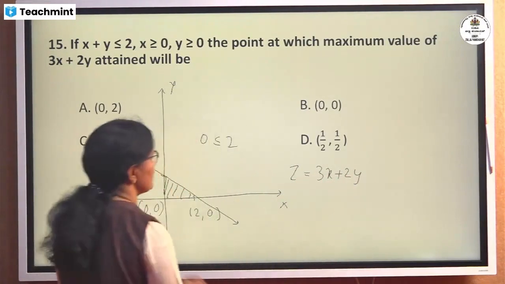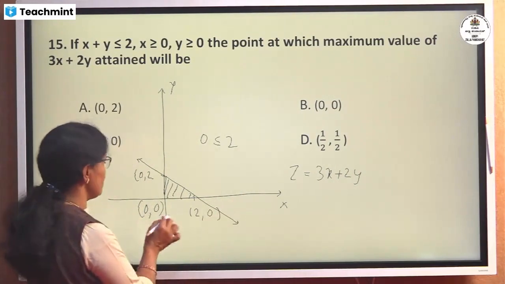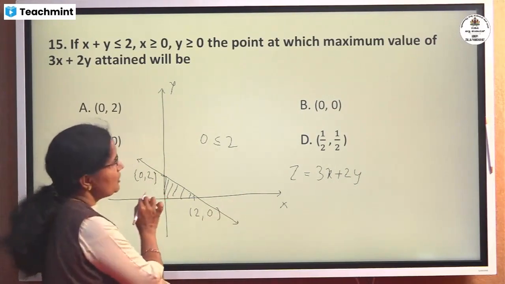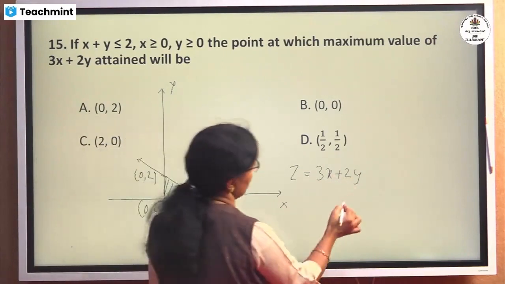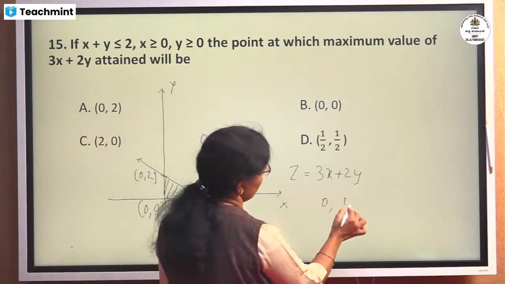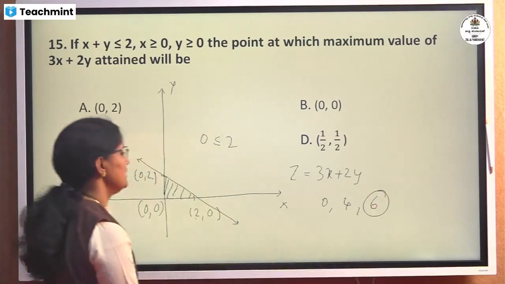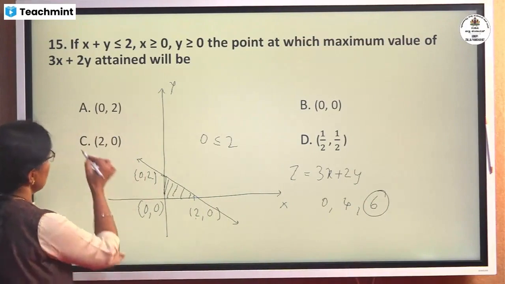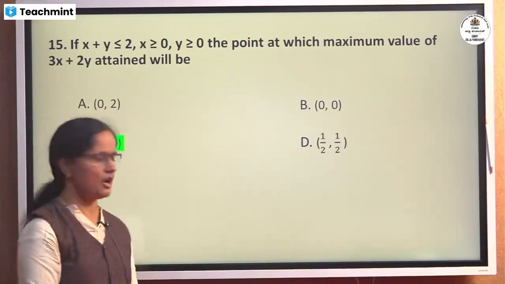So calculate the value of z. For 0, 0, it will become 0. For 0, 2, it becomes 4. And 2, 0, it becomes 6. So 0, 4 and 6 are the values. Which one is maximum? That is 6. At which point? 2, comma 0. Therefore, the option is 2, comma 0.